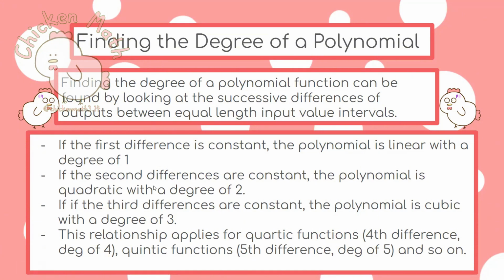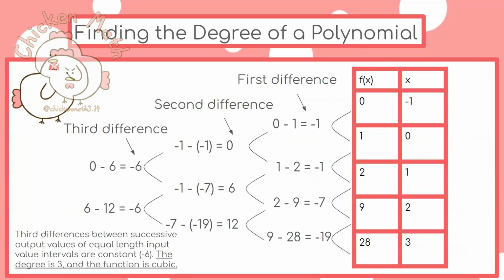Second differences being constant means that the degree is 2. Third differences means that the degree is 3. And this relationship applies moving forward. So fourth differences means degree is 4. Fifth differences means the degree is 5, and so on. So here's what we mean by first difference, second difference, etc.